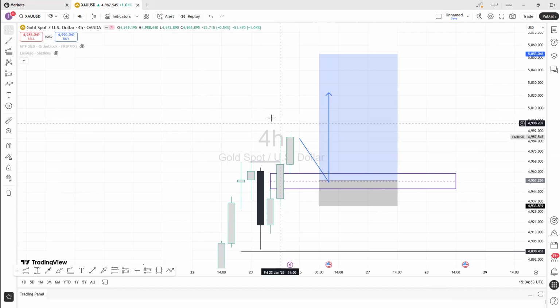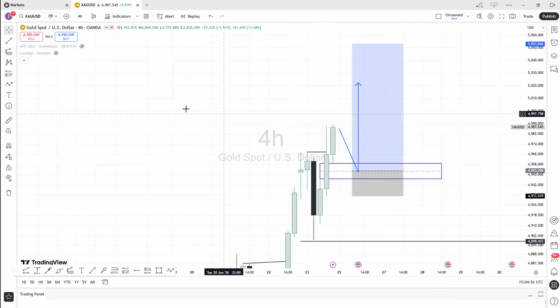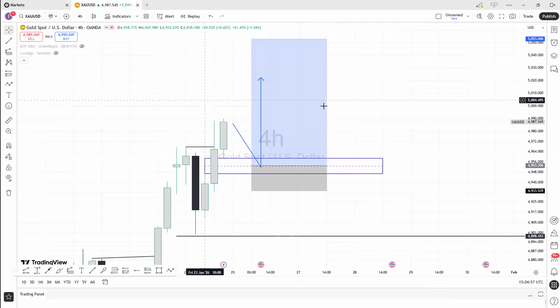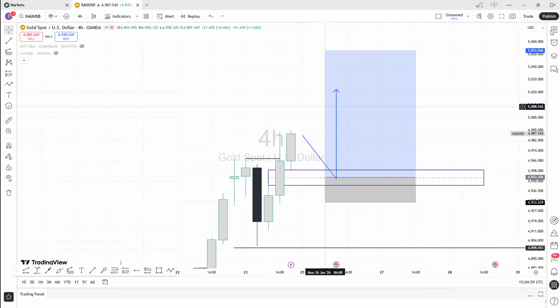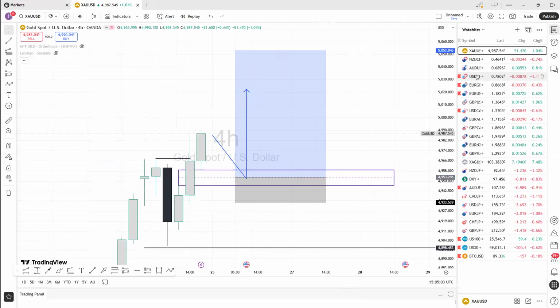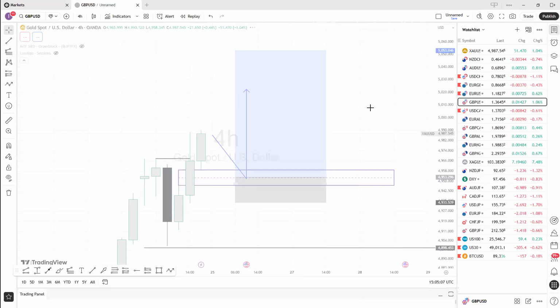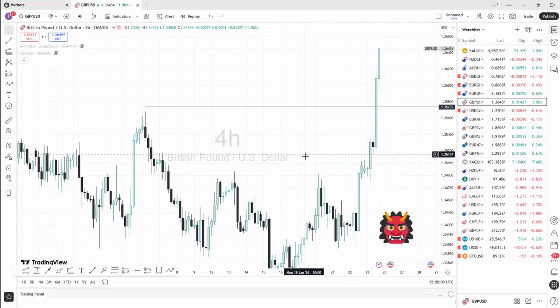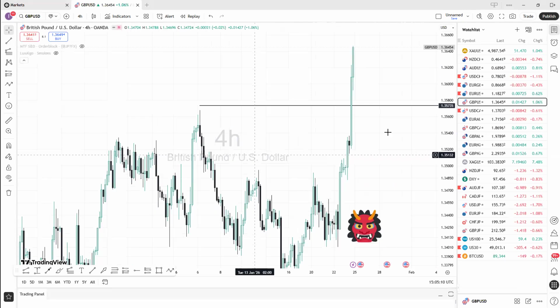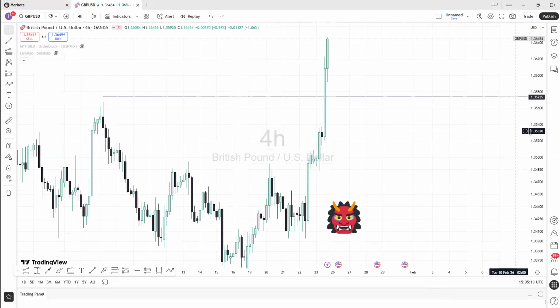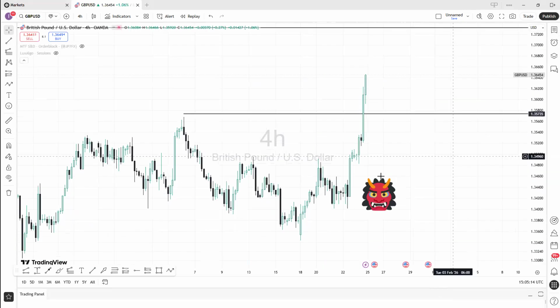Next week it will hit 5K. Okay, that is my view on gold for next week. I can see another pair, GBP USD. GBP USD also is very, very strong, very aggressive market structure.